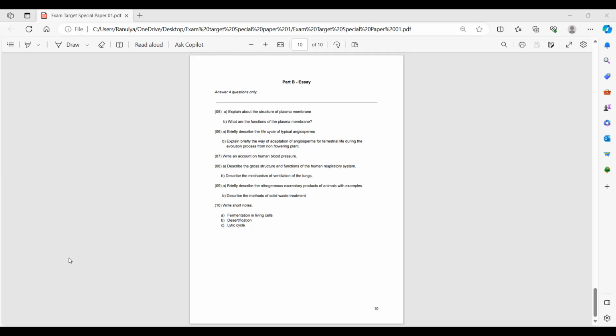Next point. Blood pressure falls at rest and during sleep. Next point. Blood pressure increases during excitement, fear, and anxiety. Next point.